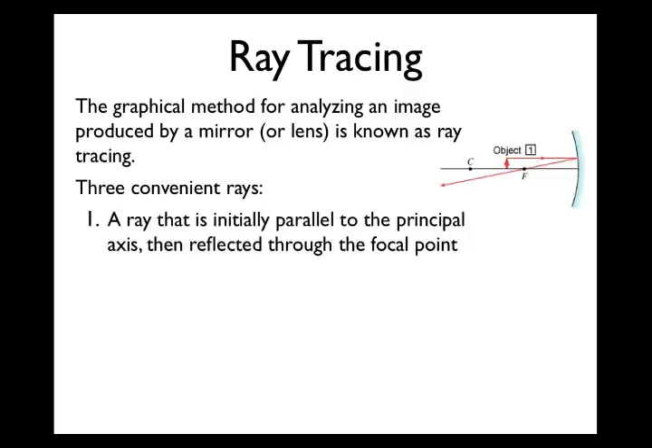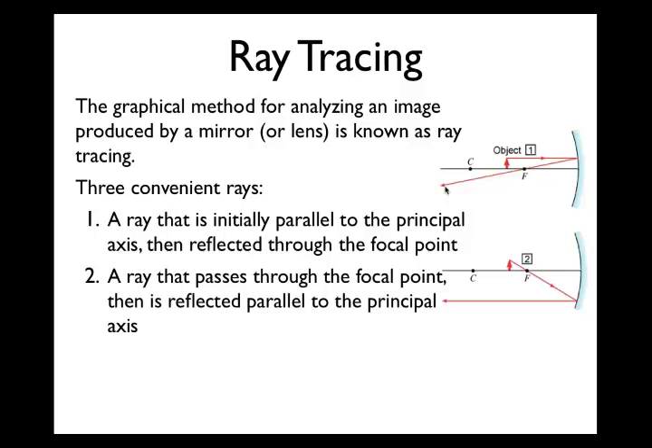So the 3 convenient rays that you can draw when you're talking about a converging mirror or a concave mirror are: number 1, a ray that is initially parallel to the principal axis and then gets reflected back through the focal point. So here's my ray coming in parallel to the principal axis and going back through the focal point. Number 2, a ray that passes down through the focal point and then back parallel to that principal axis. Again, this ray 2 is essentially the inverse of 1. 1 comes from the definition of the focal point.